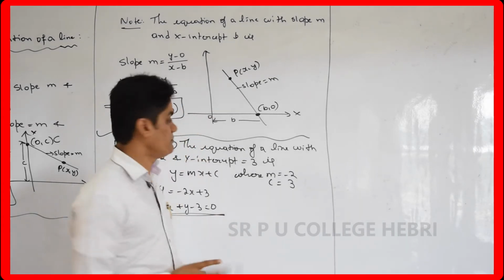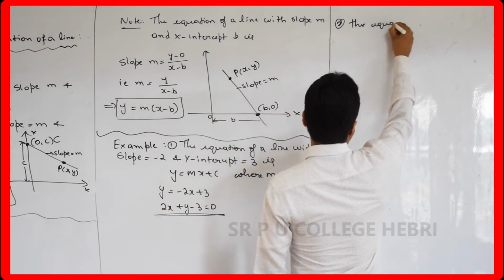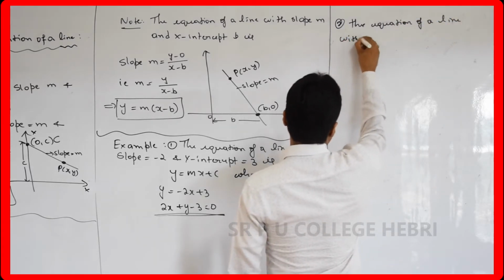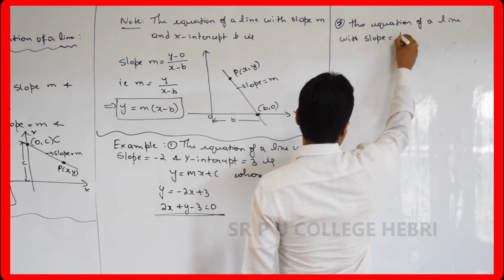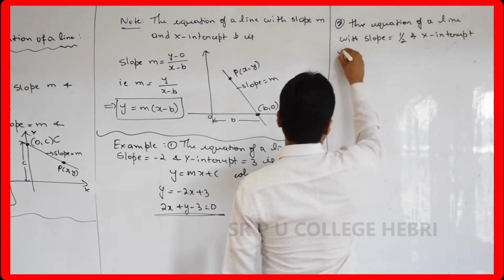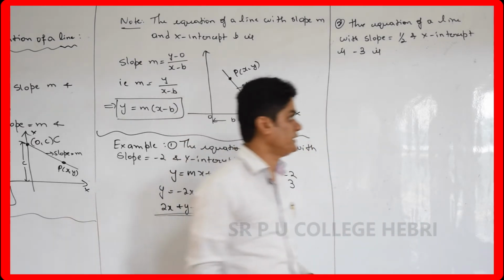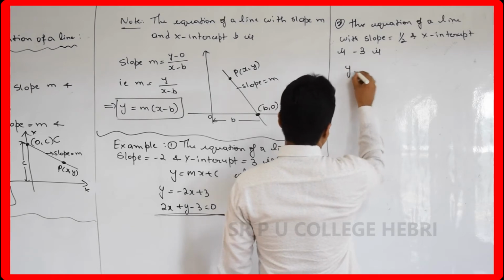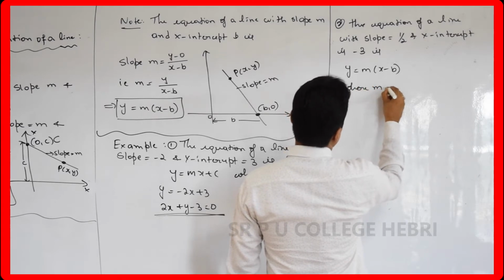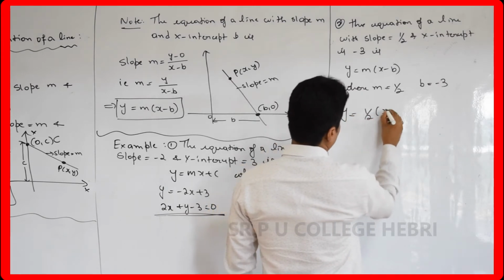So let me take one more example for the next equation. Second example: the equation of a line with slope half and x intercept minus 3 is... The intercept can be negative, remember that. So what is the equation? y is equal to m into (x minus b), where m is equal to half and b is equal to minus 3. Now substituting, y is equal to half into (x plus 3).